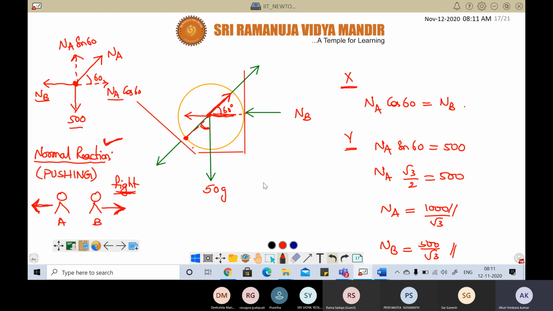If it is a tensional force, suppose there are two brothers here and there is a string. Tensional force means the string will pull these two brothers towards each other, like this. This is called tensional force. Please remember, tensional force and normal reaction force are opposite to each other in their nature. The normal reaction nature is pushing. Tensional force nature is pulling.